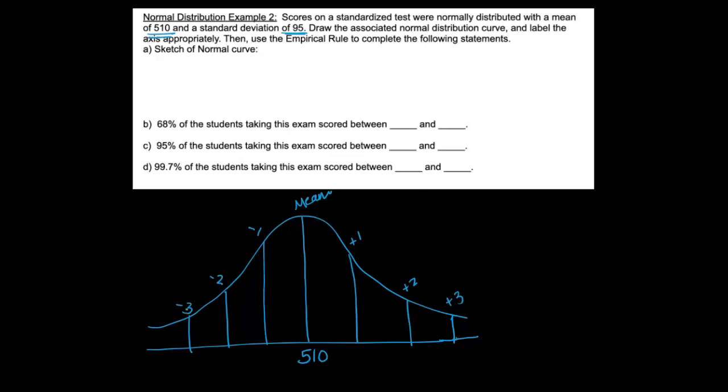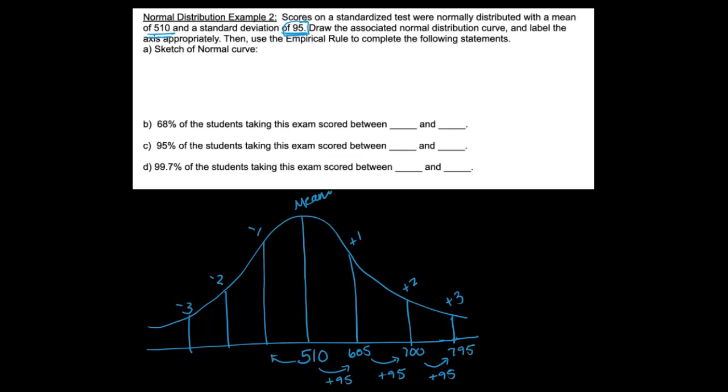And so then I can use the standard deviation of 95 to actually get the values that should be associated with those standard deviations. So I'm going to take my mean, and I'm just going to add 95 to it to get the value that would be at 1 standard deviation above. If I do that, I get 605. And then I add 95 again, and I get 700. And then I add 95 again, and I get 795.